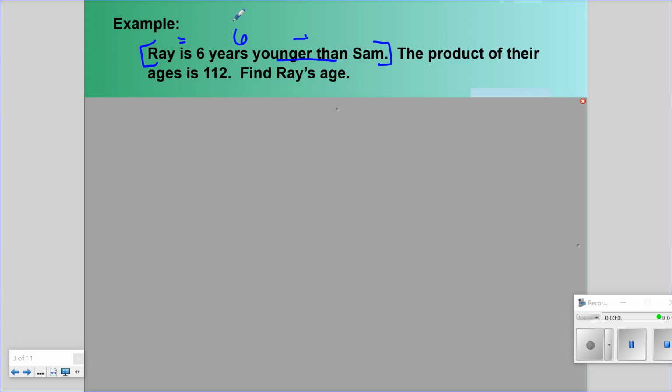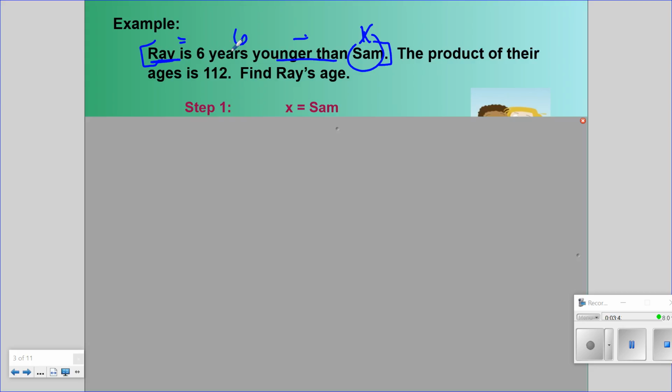So when you're defining your variables in your first step, remember that the object or person in this case that you know the least about is usually the one that will be your variable. So if Ray is 6 years younger than Sam, we're being given a lot of information here about Ray and almost nothing about Sam. So we're going to call Sam our variable, and I'm just going to use X. Once we've defined Sam as X, I can come back to my word problem, put an X above Sam's name, and write an expression for Ray now.